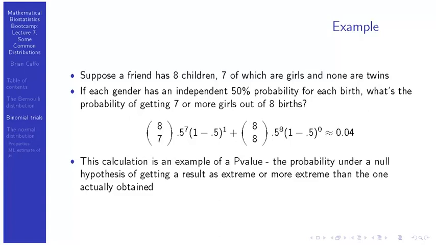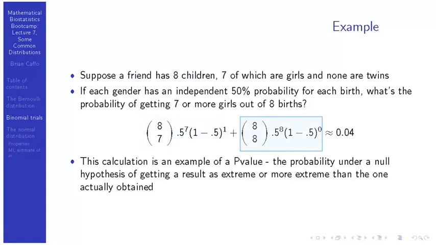And the question is, what's the chance of getting 7 out of 8 children that are girls if it really is the case that every child's gender is independent from the other children and that there's a 50% probability at each birth of having a girl? And so what's the probability of getting 7 or more? Well, that's the probability of getting 7 girls out of 8 plus the probability of getting 8 girls out of 8.